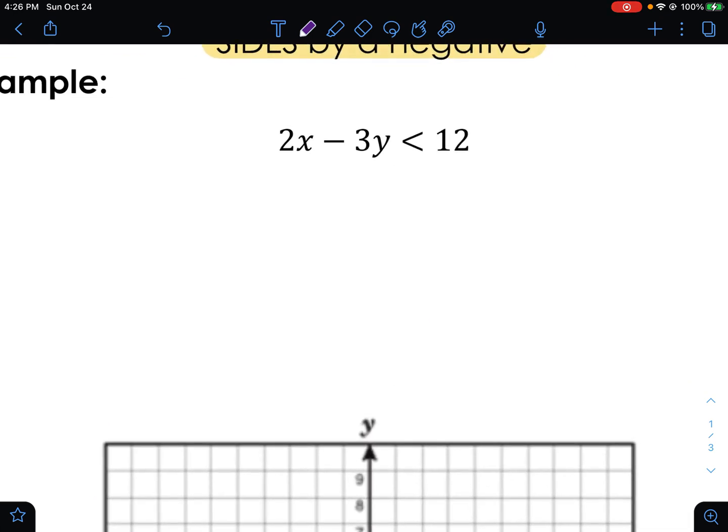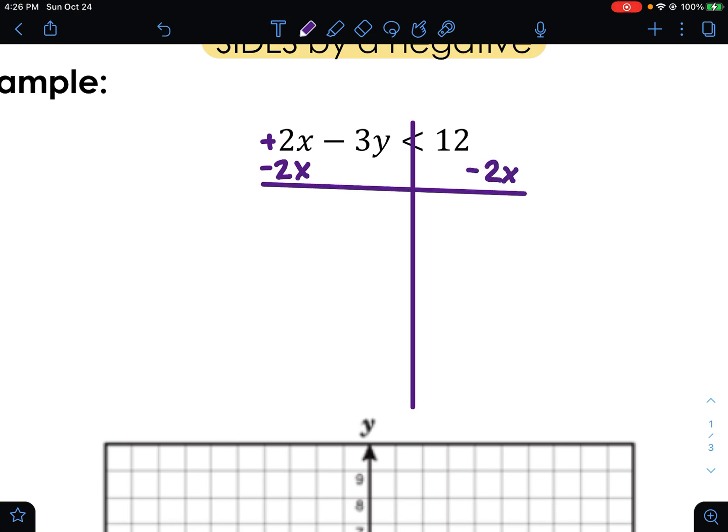Okay, so first things, we have to solve for y. We have to put it in y equals mx plus b form. Okay, so what this looks like, we have to move over this 2x term by doing the opposite. It is currently positive, so we subtract 2x from both sides. 2x minus 2x is 0. I'm left with a negative 3y is less than 12 minus 2x. Then I need to get the y by itself, so I'm going to divide everything by negative 3.